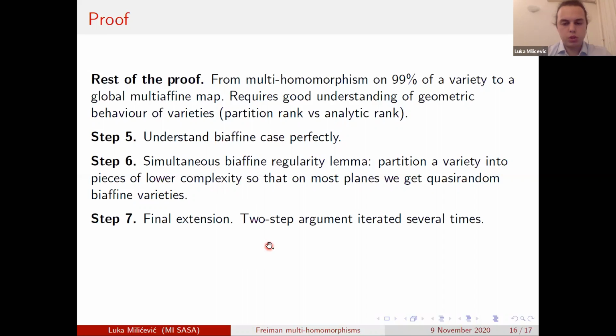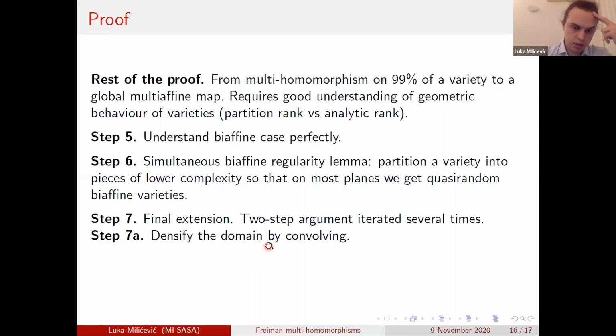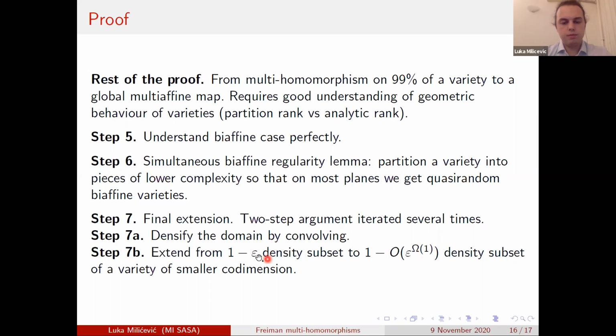It's a two-step argument which we iterate several times. The first part is to notice that we have a procedure which allows us to go from 99% to 1 minus an arbitrarily small epsilon. And the second thing is that we can reduce the codimension of the variety at a small price, namely going from 1 minus epsilon to, let's say, 1 minus square root of epsilon density. And then you play around and do step 7b as long as you need to reduce the codimension to 0, essentially. So that's basically the sketch of the proof.